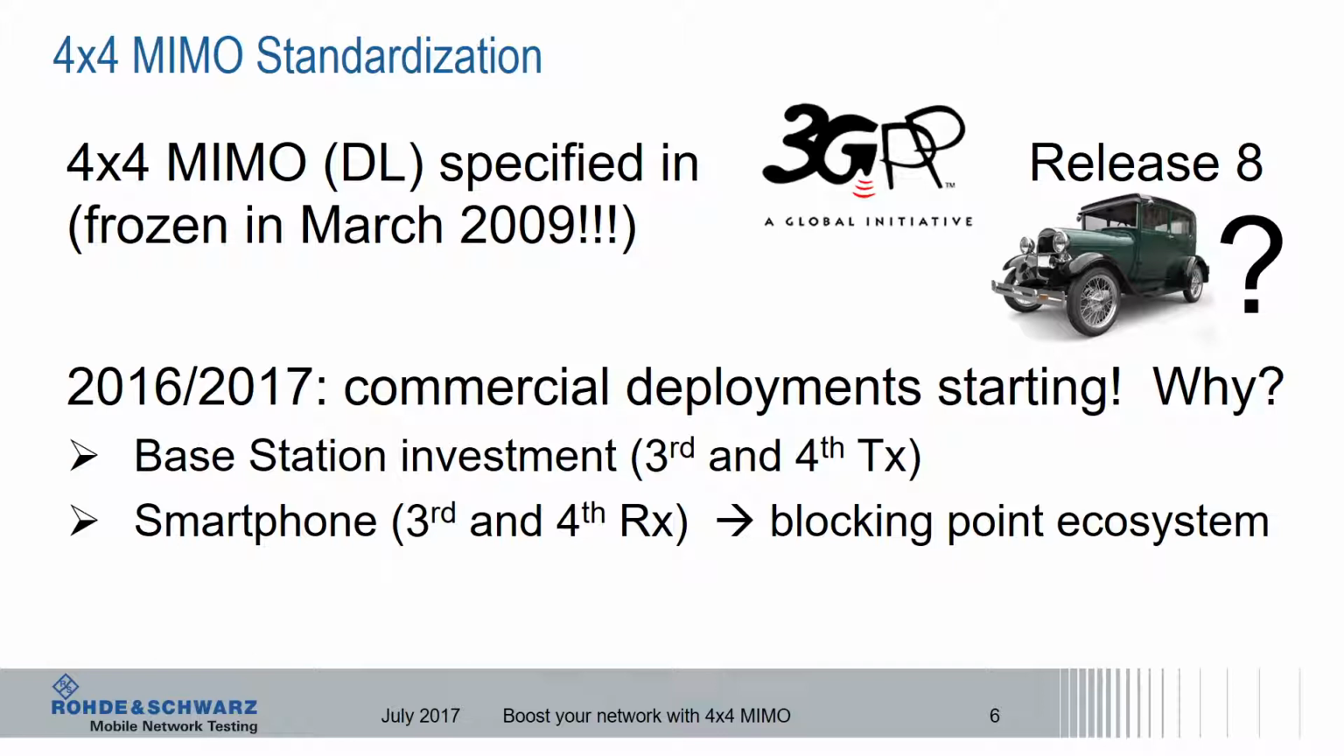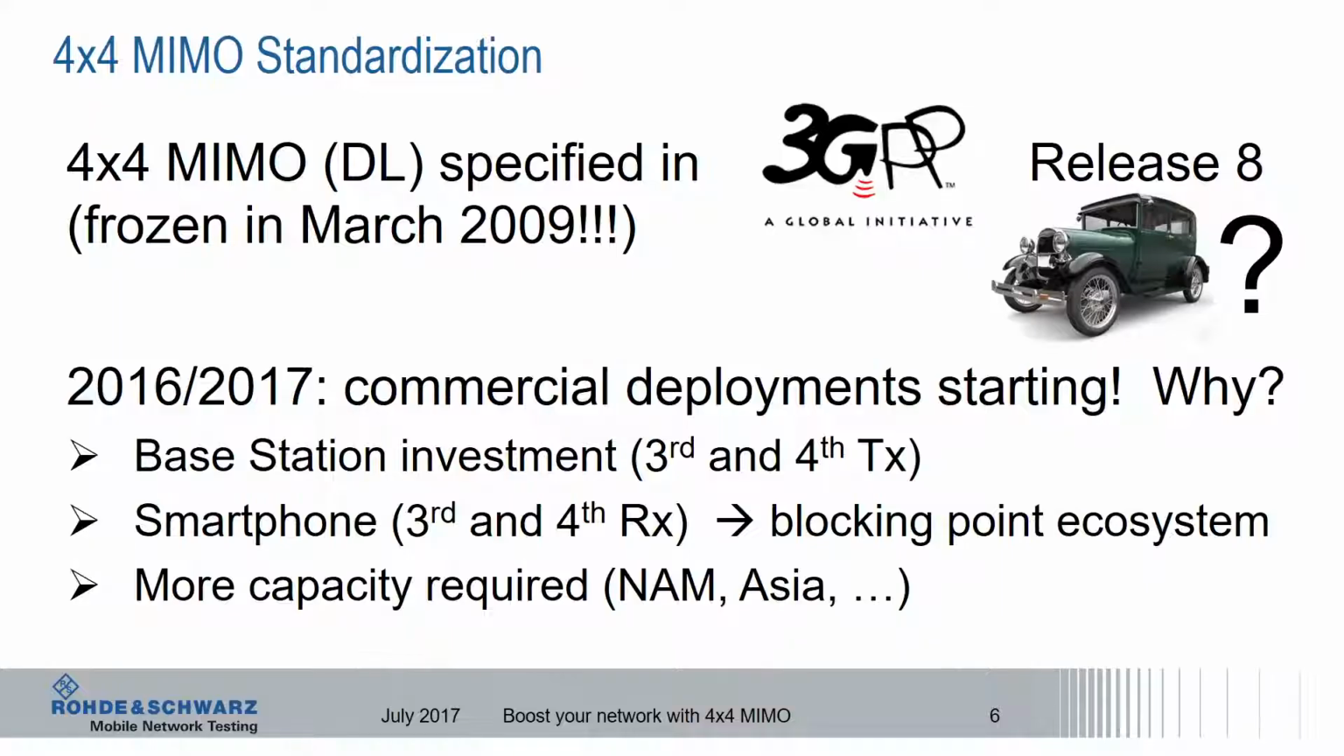Base station investment, first of all, yes, we need a third and a fourth transmitter, power amplifier, antenna, but this was not really critical. The most important blocking point were the smartphones, because we need a third and fourth receiver antenna and a receiver path in the smartphone. And this was really a technology hurdle.